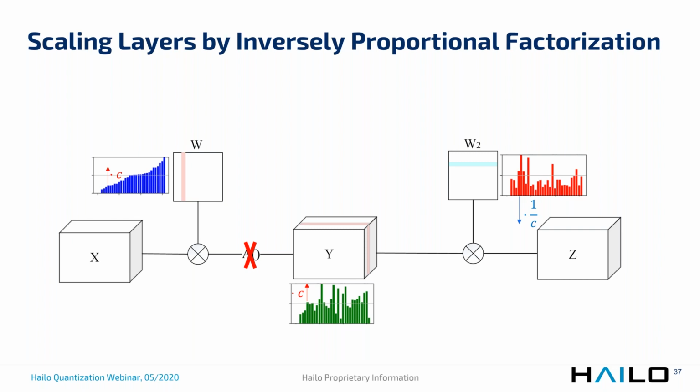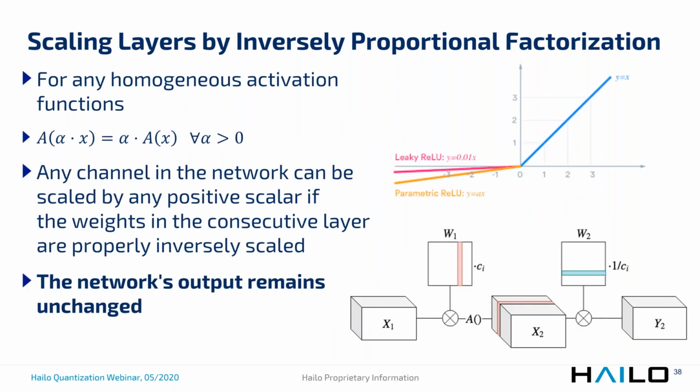So we were able to do this inversely proportional factorization. We didn't change the behavior of the network at all, but we were able to amplify some particular channel. Now, this is a very nice property, but we have to see how it can work with the nonlinearity. So luckily, it just works.